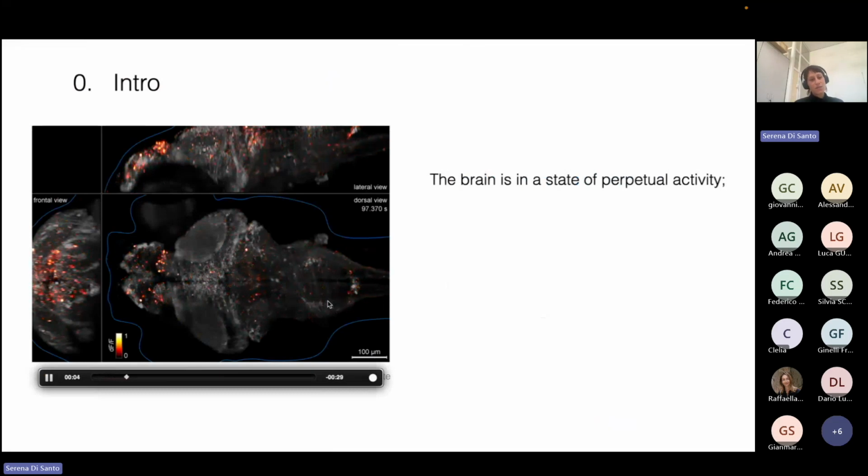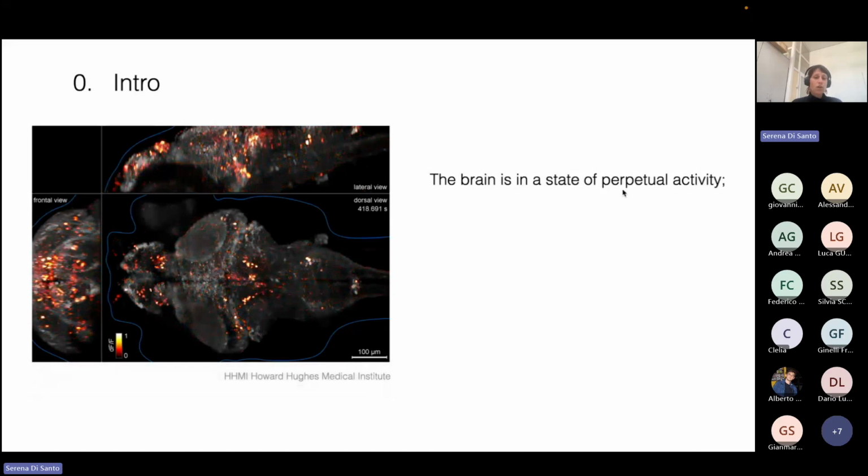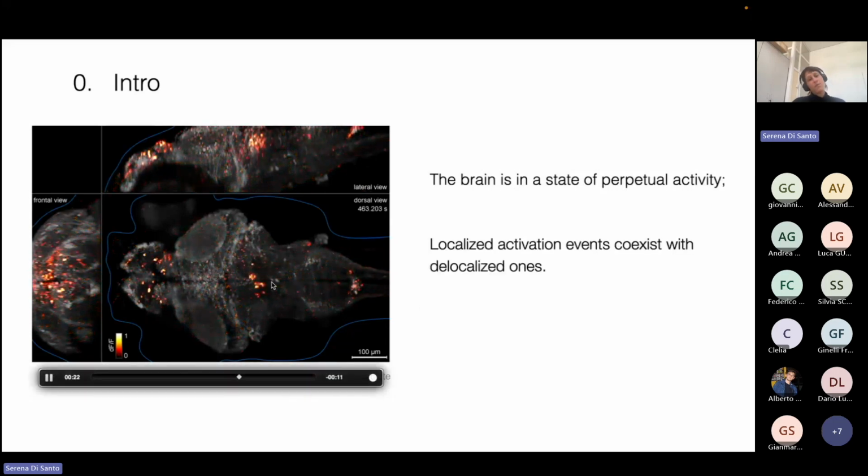This is the brain of a larval zebrafish, this little fish with a transparent skull. And here you see a movie of its neuronal activity recorded at the single neuron scale. So here you can see actual single neurons. And of course, one can say that this system is in a state of perpetual or ongoing activity. And you can observe also that within this ongoing activity, there are localized activation events, such as these small ones that involve few neurons, that coexist with delocalized ones, the ones that involve up to the whole system.